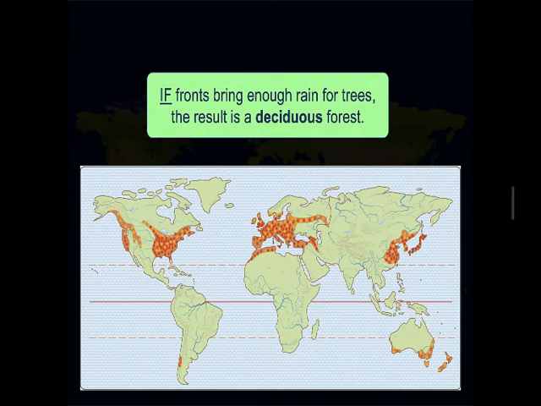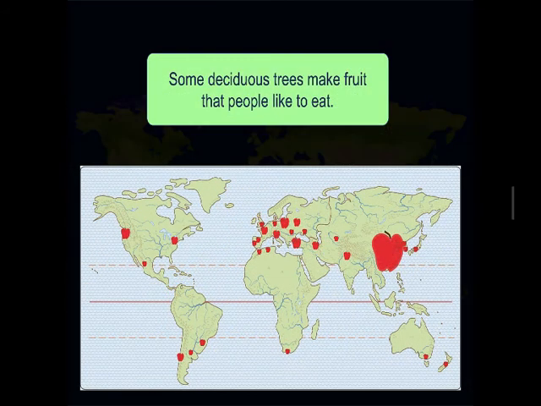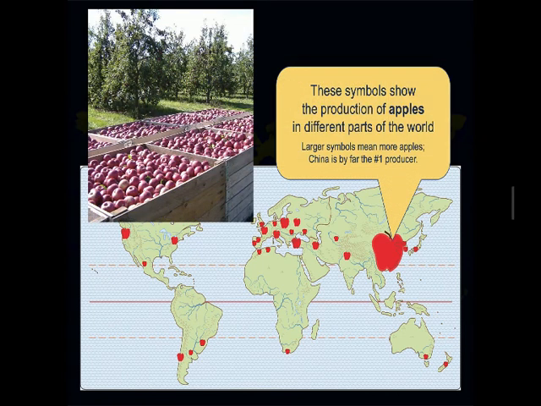If fronts bring enough rain for trees, the result is a deciduous forest. In a deciduous forest, tree leaves change color and fall down to the ground before the cold winter comes. Some deciduous trees make fruit that people like to eat. These symbols show the production of apples in different parts of the world. Larger symbols mean more apples. China is by far the number one producer.